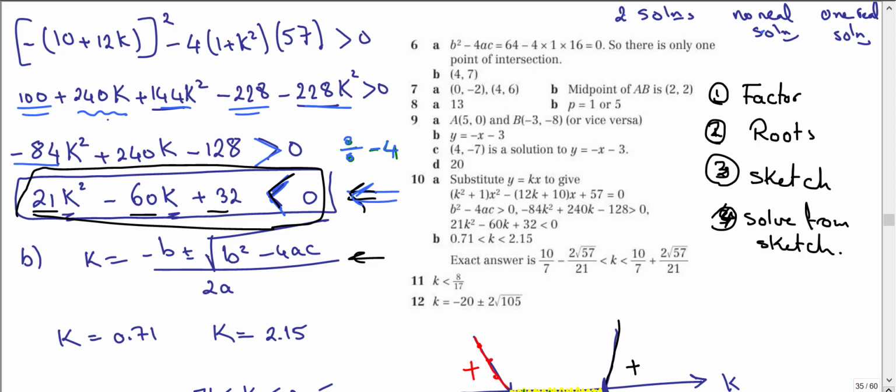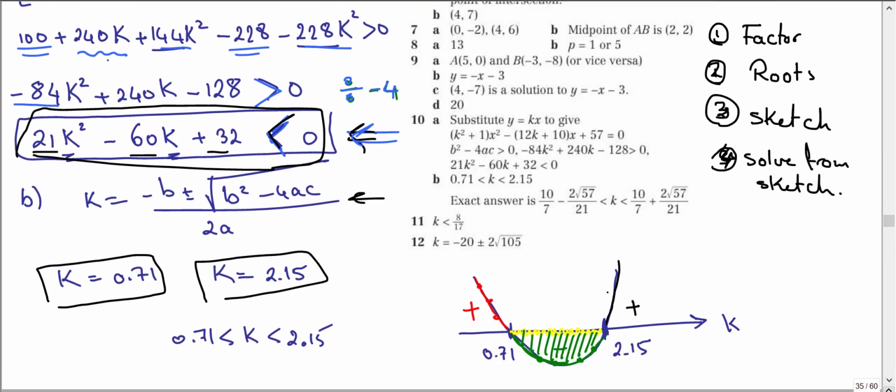Okay. So x1 is equal to 2.15. Okay, and then x2 is equal to 0.71. After you find the two values, the roots, sketch. So you draw a parabola, roughly like this. You should do it this way. Draw a parabola this way. And I have 0.71, and this point here is 2.15.